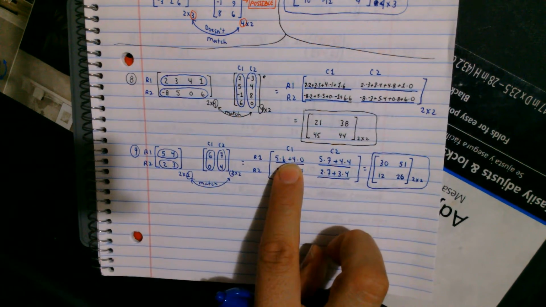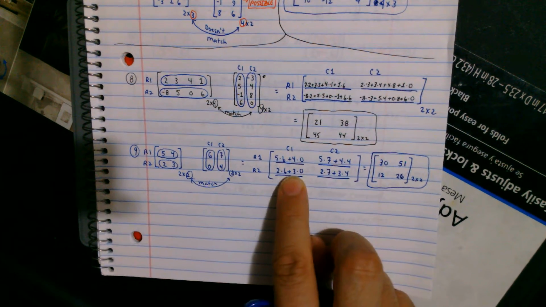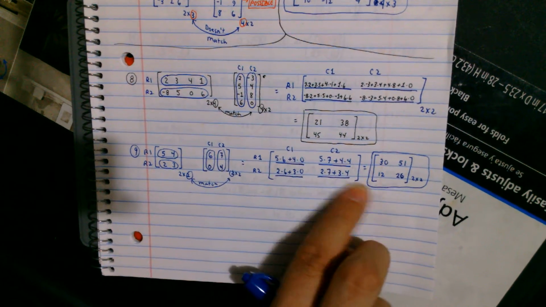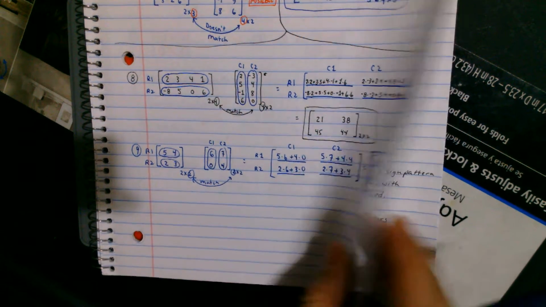This is 30 plus 0, 35 plus 16, 12 plus 0. And then 14 plus 12, 26. So that's ultimately 5.7.